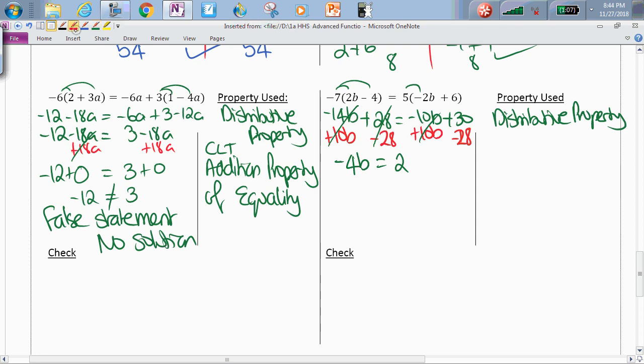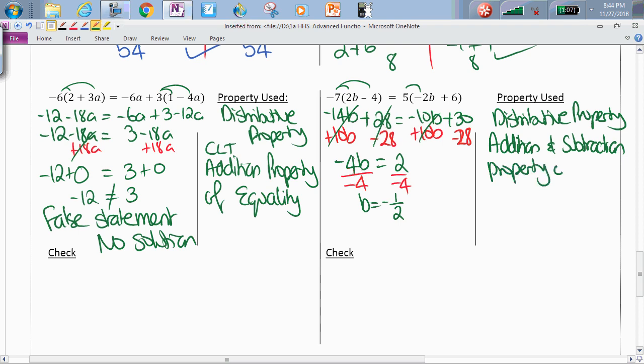And watch this part here, we've got to get the b on its own, so we're going to divide both sides by negative 4. Which leaves us with b equals, this is 2 over 4, which is 1 over 2 when you simplify, and don't forget it's negative. So that was the addition, and we'll put both of these together, and subtraction property of equality.